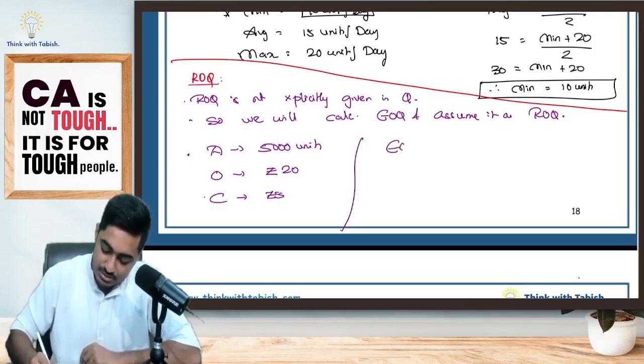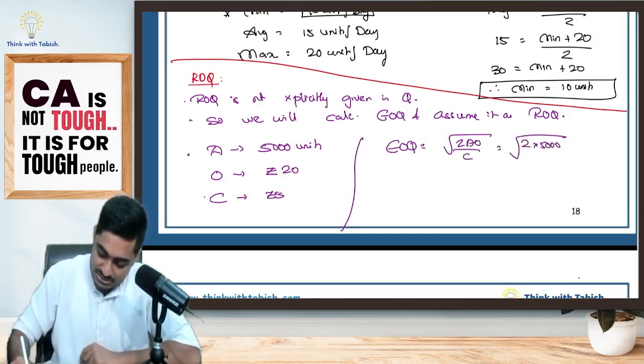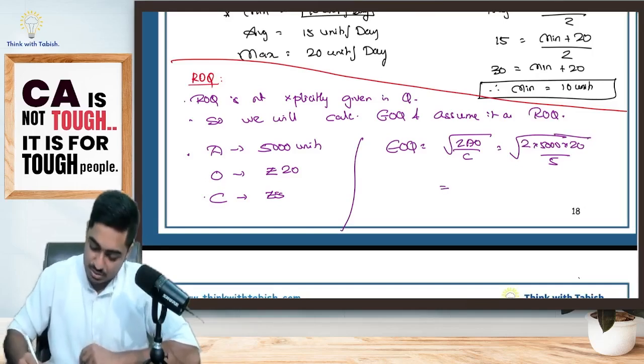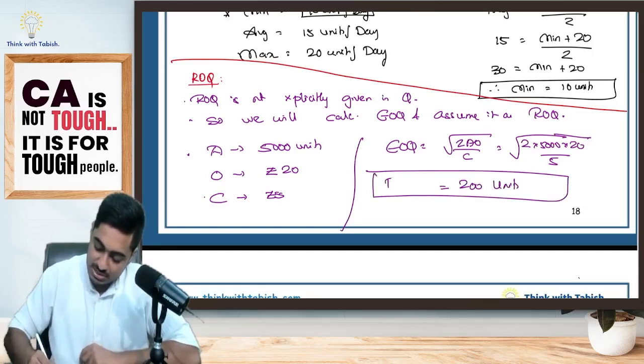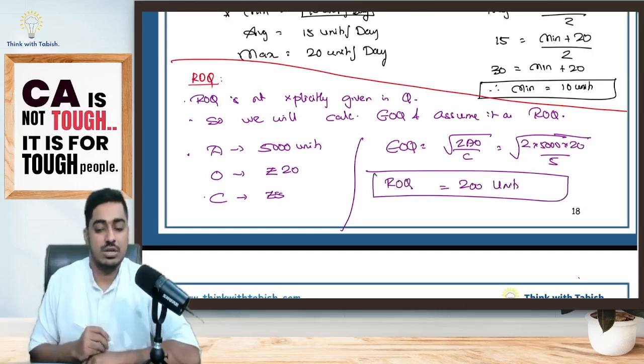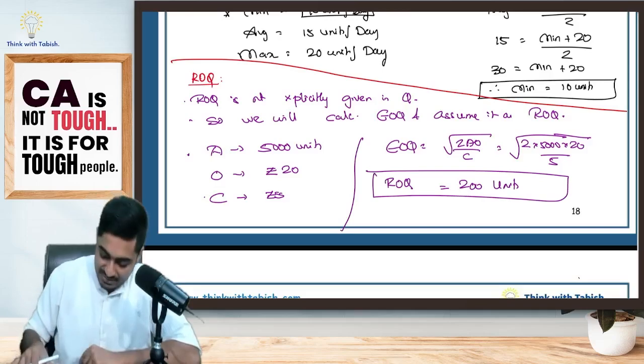That means EOQ is the square root of 2AO divided by C: square root of 2 into 5,000 into 20 upon 5. What is my EOQ, students? Is it 200 units? Students are telling it is 200 units. That means my reorder quantity is going to be 200 units. Is this clear, everyone? Great.